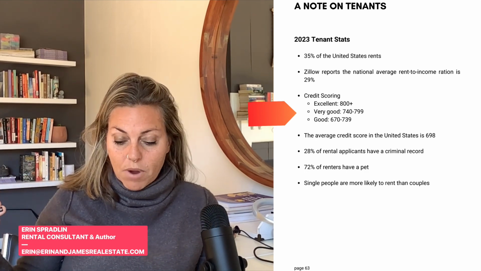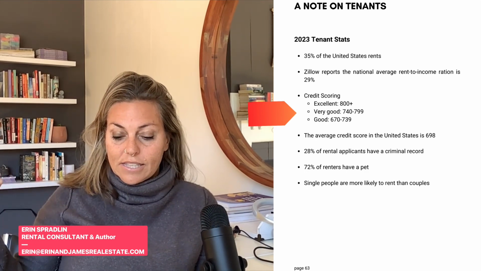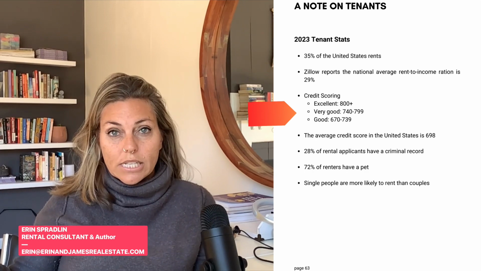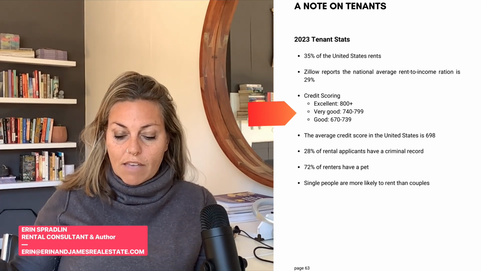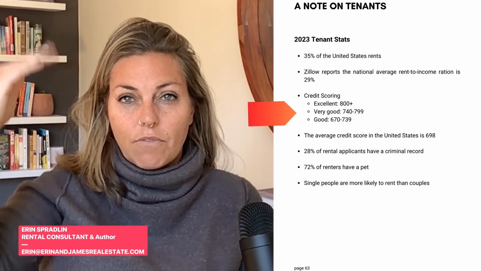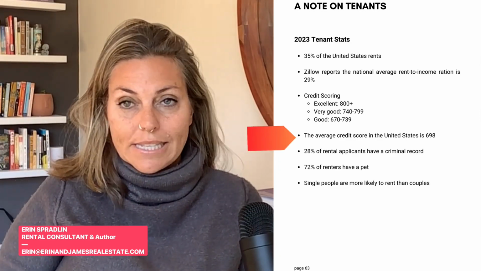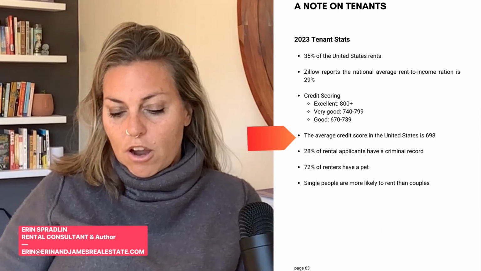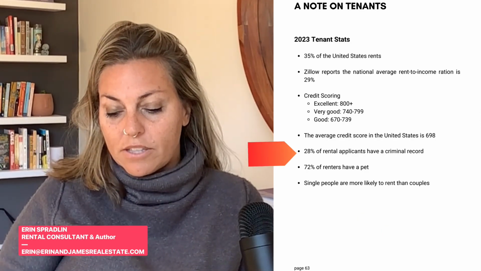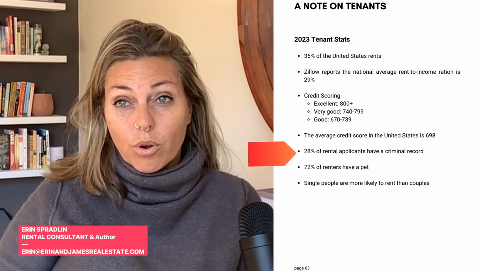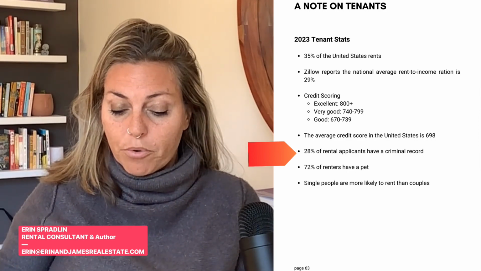Stat 3, credit scoring. Excellent is 800, very good is 740 to 799, good is 670 to 739. So that's what you're looking for as far as a credit rating. And then the average credit score in the United States is 698. All right, 28% of rental applicants will have a criminal record. That's more than a quarter of your applicants.